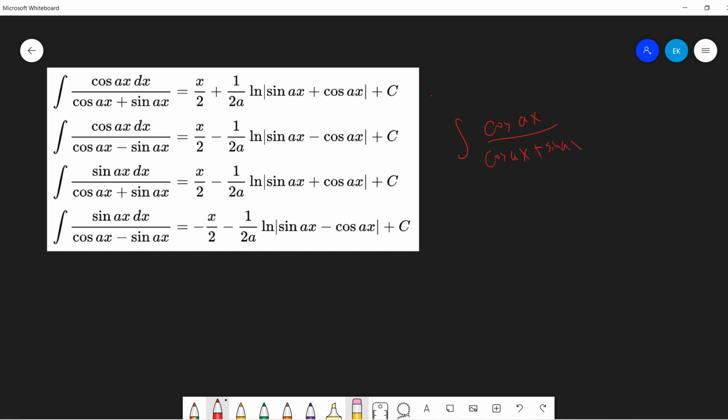plus sine ax, right? The key point is to write this cosine a, because there's a sine, right? So differentiation with respect to sine is cosine, but there's a cosine term, right? So the key is that if you can write this cosine ax plus sine ax into like cosine ax plus sine ax, cosine ax minus sine ax. All right, and you can write it plus the sine ax, right?